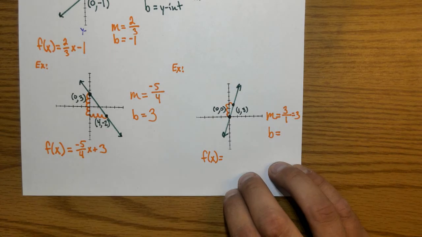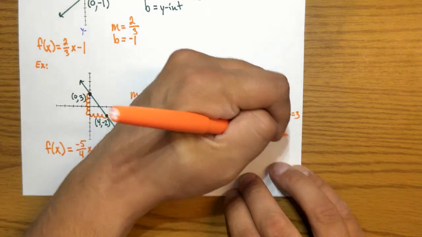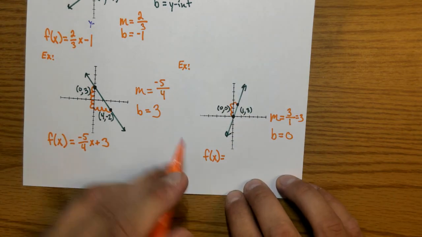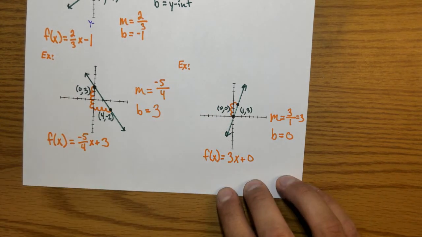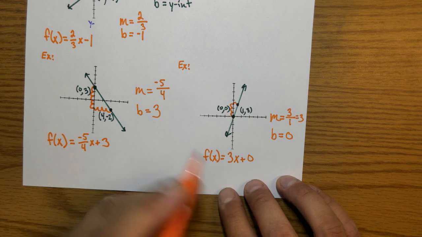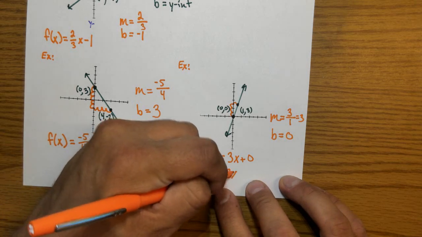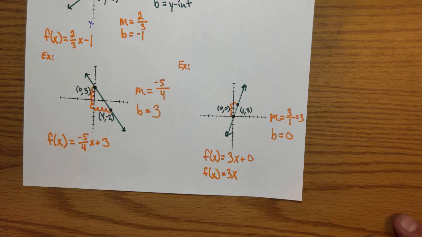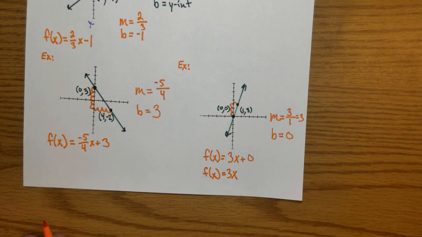And then b, what's our b? Well, it's our y value when x is 0. In this case, b is 0. So our function is f of x equals 3x plus 0. Or we could just write it as this. F of x equals 3x. Because if we're adding or subtracting a 0, it's just saying like adding nothing, right? It's just a placeholder for an absent value. So we can just write 3x.